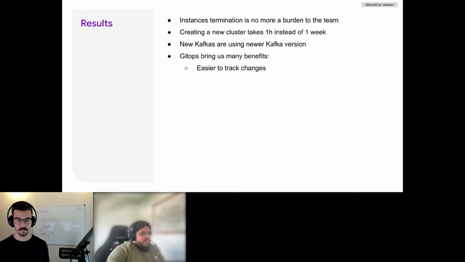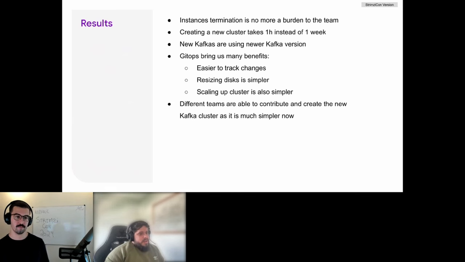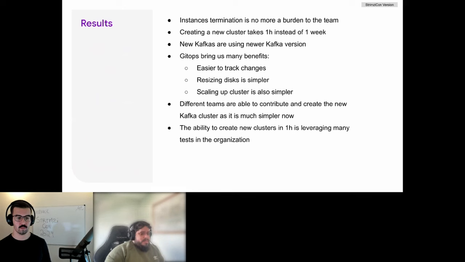And using GitOps brings us many benefits, like it's easy to track changes. Resizing disks is also much simpler, and scaling up the cluster is much simpler now. All this mechanism also enables the team to contribute and create clusters with the team. So that leverages some initiatives within the Nubank organization.